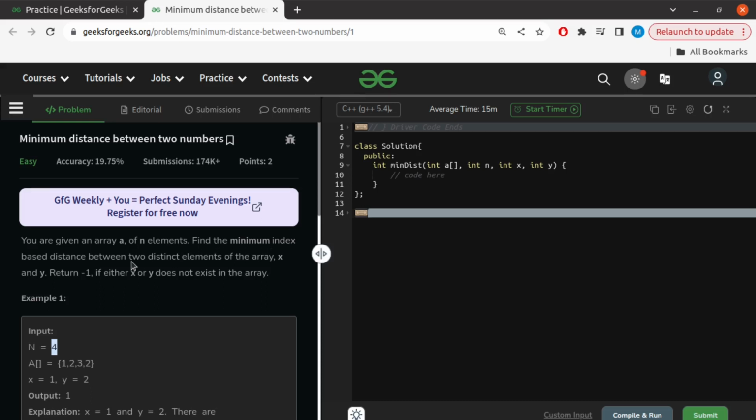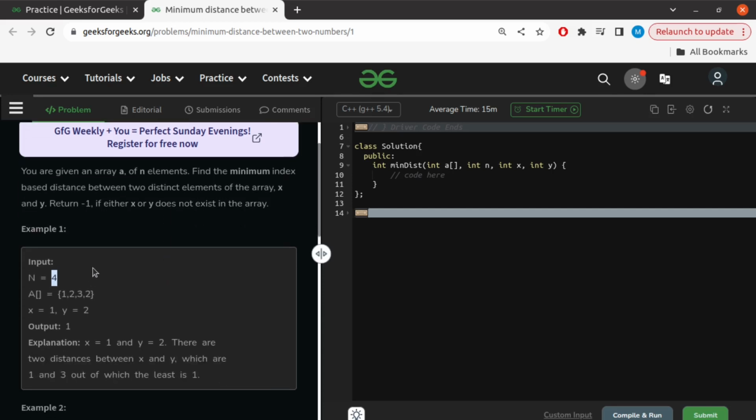Find the minimum index based distance between two distinct elements of the array x and y and return -1 if either x or y does not exist in the array. Okay, so basically n is the length of the array and x and y are given. So x is 1 here and y is 2, and we need to find the index based distance between these two elements. Okay, so let me explain this.